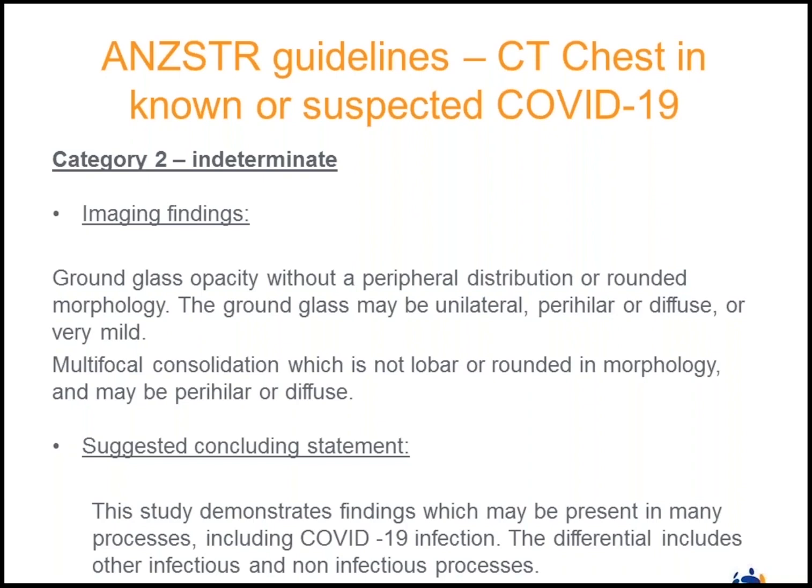So we're starting to see ground glass opacities, but without the classical peripheral, basal, rounded morphology. And you may see consolidation, which is not what we expect. It's not rounded, but it's not a single lobe. Maybe it's perihilar. And I'll show you some examples here.